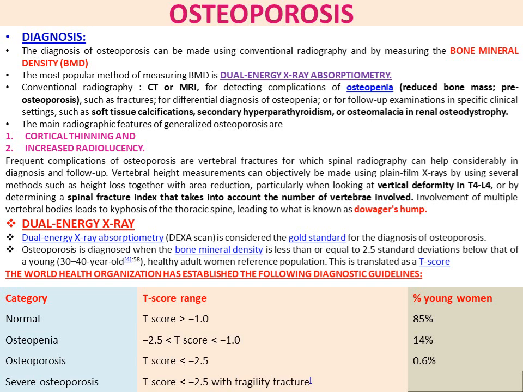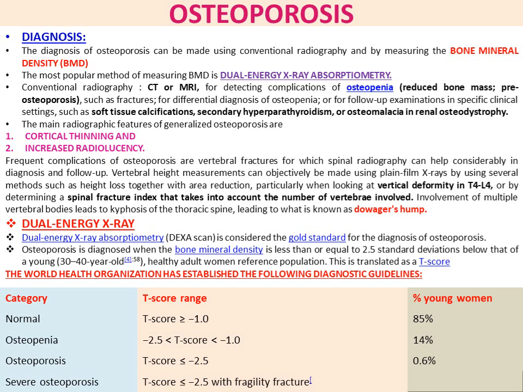For differential diagnosis of osteopenia, follow-up examination is done in specific clinical settings such as soft tissue calcifications, secondary hyperparathyroidism, osteomalacia, and renal osteodystrophy. These are all associated with osteopenia. The main radiographic features of generalized osteoporosis, that means the X-ray features, are cortical thinning and increased radiolucency. These are reported in X-ray.